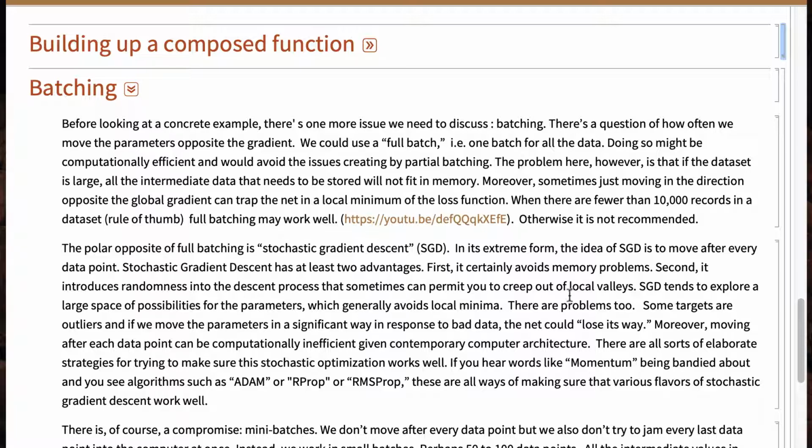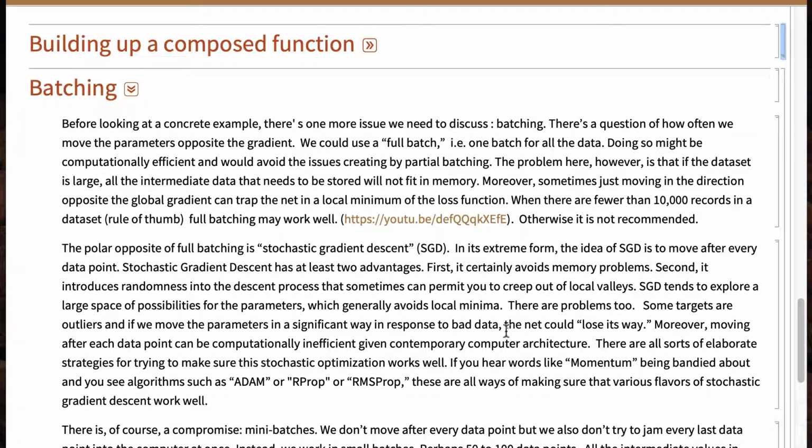Is there anything bad? Yes, there are things that are bad about stochastic gradient descent. First, if you've got outliers, you could move the parameters in a really bad way, and the network could sort of lose its way in the course of trying to get to the bottom. Second, the way computers work, they like to do all these operations in parallel, and so if you're just feeding it one piece of data at a time, it's computationally inefficient.